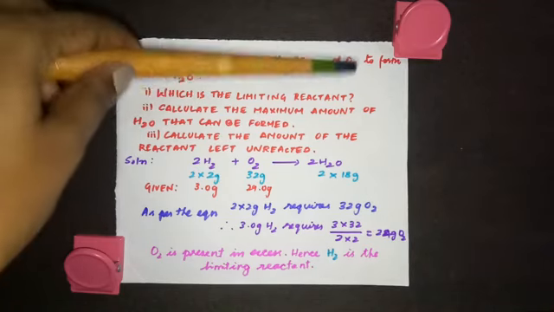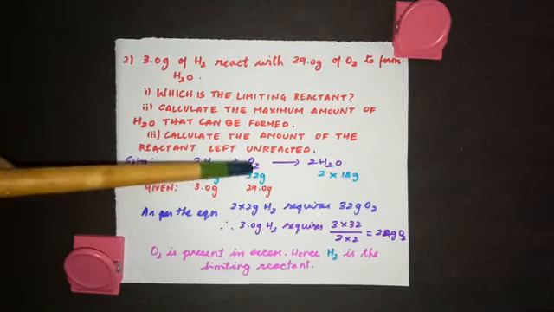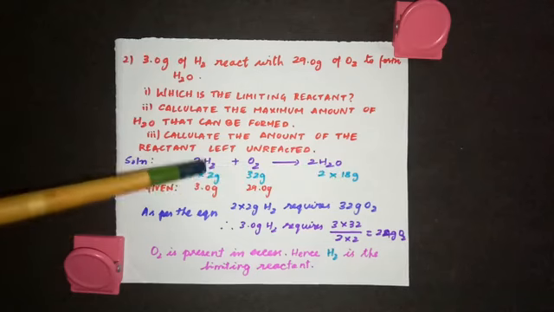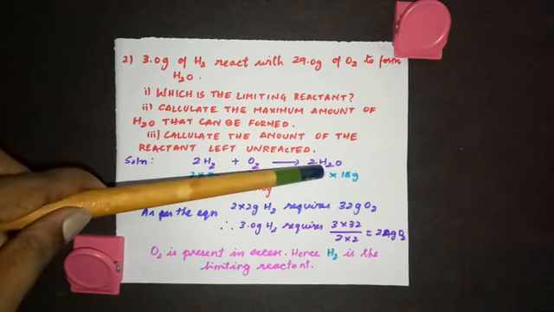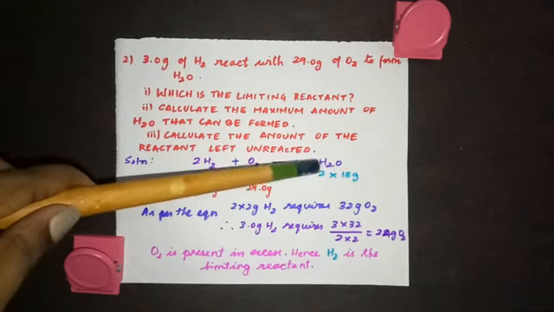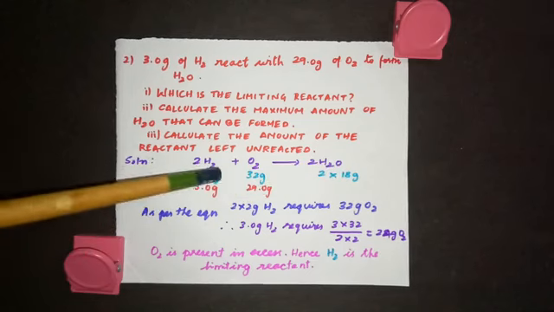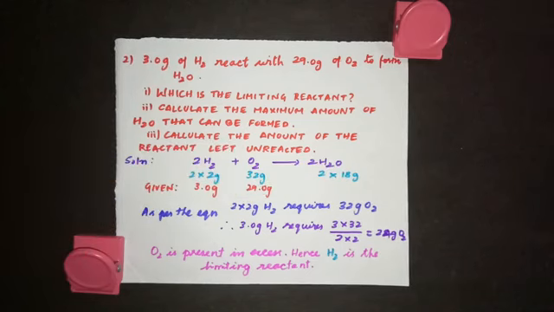H2 reacts with O2. Don't worry about this amount for framing the equation. So H2 plus O2 gives H2O. Then balance the equation. Here you have 2 oxygens, here just 1 oxygen, so put 2 here. Now hydrogen becomes 4, 2 2s are 4, so put 2 here, now 2 2s are 4. So now you have framed the equation and balanced the equation.